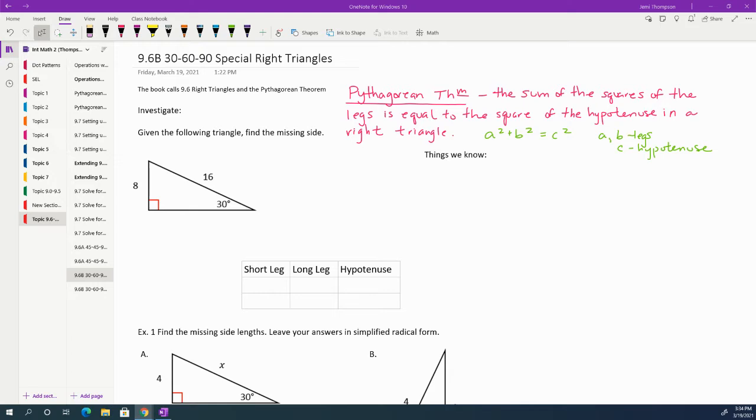We are given a 30-degree angle and a 90-degree angle, and I can find this third angle the same way that we've done in the past. So I have 30 degrees and I have 90 degrees for that right angle, which gives me a sum of 120 degrees. And we know that the interior angles of a triangle have a sum of 180 degrees. So when I subtract 120 from 180, I get 60 degrees.